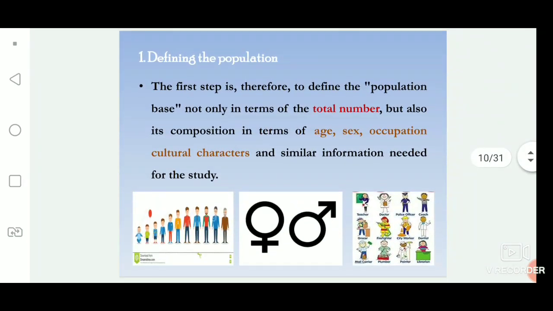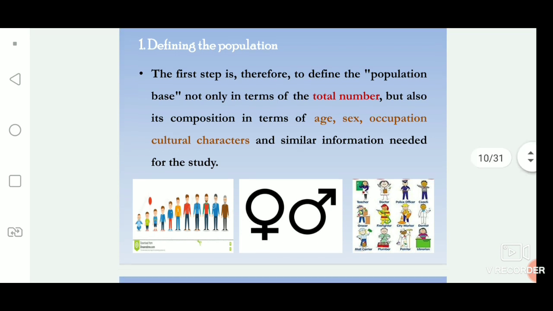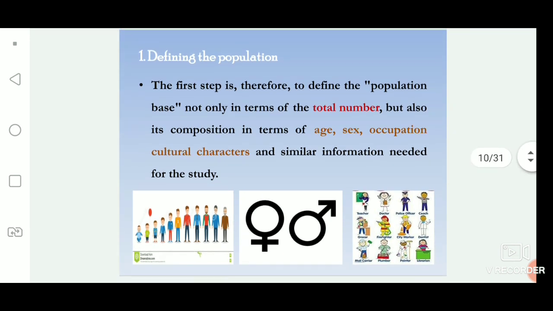So the first one is defining the population. Defining the population is the first step. What we do is define the population base, because we need to get the total number of the population whom we are studying. And it is not only the population number, at the same time we will be looking at the demographic characteristics of the population, that is age, sex, occupation, cultural background. All the similar information needed for the study is collected or defined in this defined population.